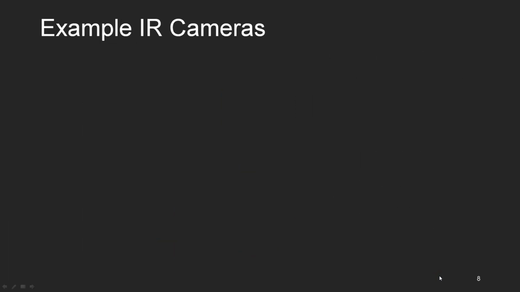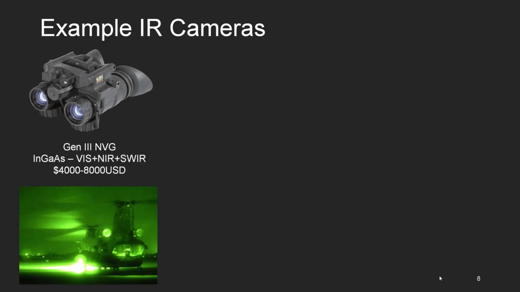Now that we are familiar with the different types of sensors used to observe infrared light, let's have a look at some examples of the cameras made using those sensors. First is the Generation 3 night vision goggles I mentioned. They use room temperature indium gallium arsenide sensors that can see in the visual, near, and shortwave infrared bands. They are used primarily by the military and sell for around $4,000 to $8,000 US.